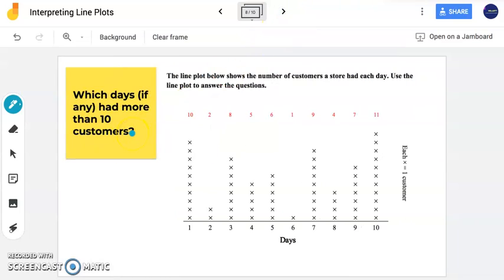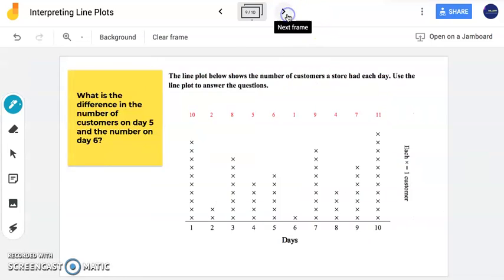Which days, if any, had more than 10 customers? Now, by looking here at my line plot, I'm looking at which days had more than 10 X's, representing more than 10 customers. So the only day that has more than 10 customers would be day 10 again. Day 10, in fact, has 11 customers. Therefore, day 10 is the answer to this question.